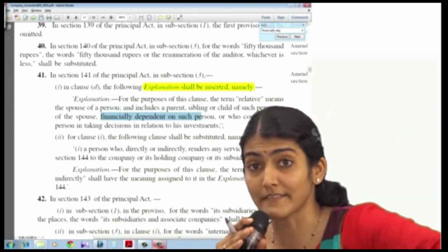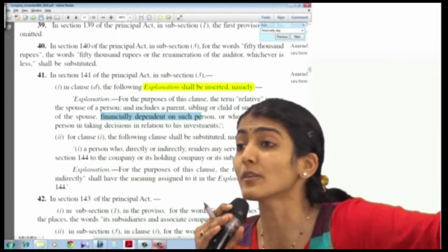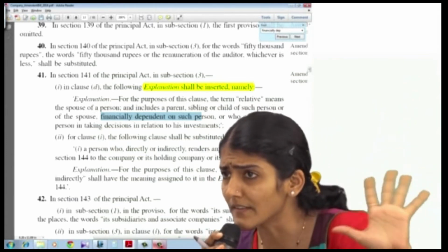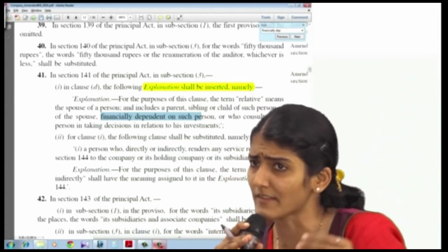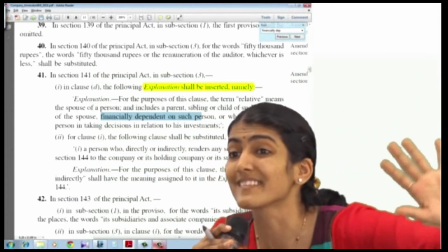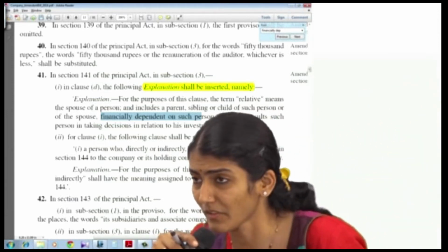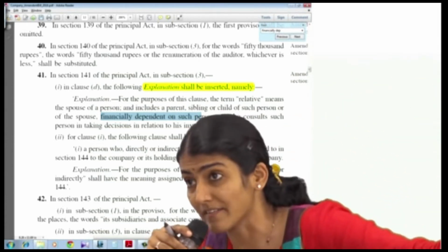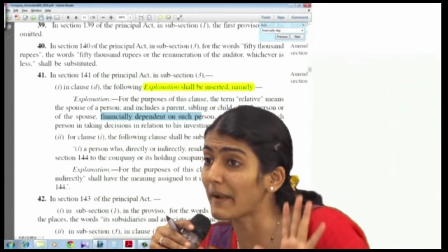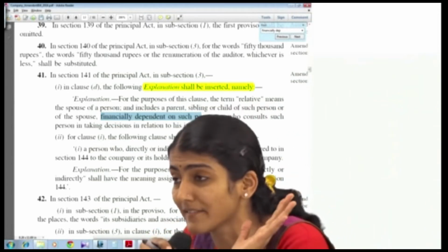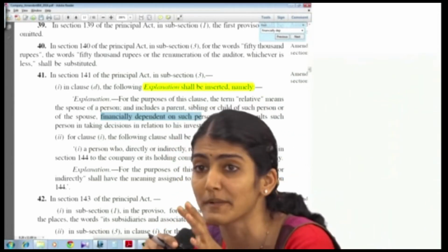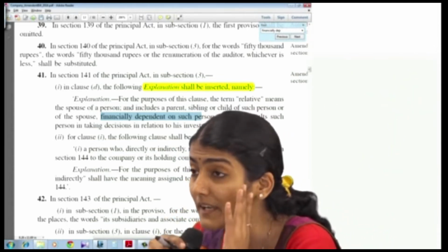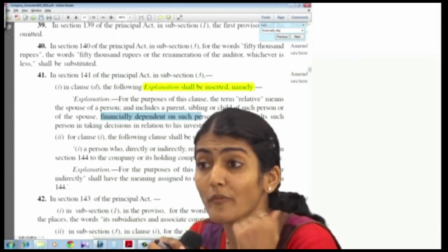So your brother is invested, he is indebted to the company exceeding rupees 5 lakh, but he is not financially dependent on you or he does not consult you for decision making in relation to investments, then he will not be considered as disqualified. The auditor will not be considered as disqualified even though the brother has shares, as long as he is not financially dependent on you or does not take consultancy from you in relation to investment decisions. Because the moment this clause had come, people had raised a lot of objections.